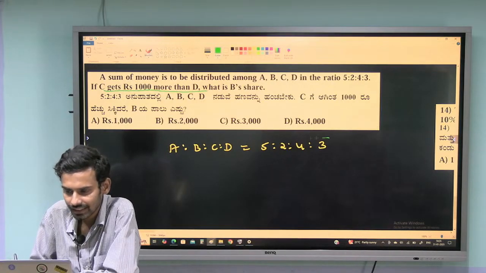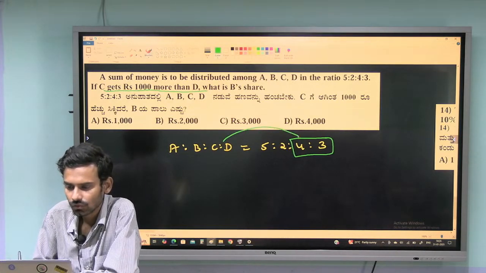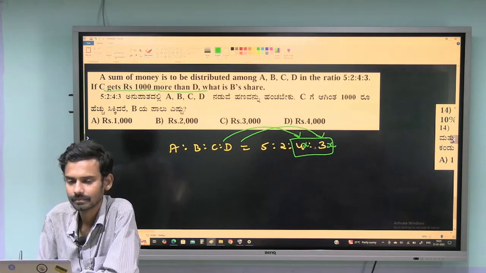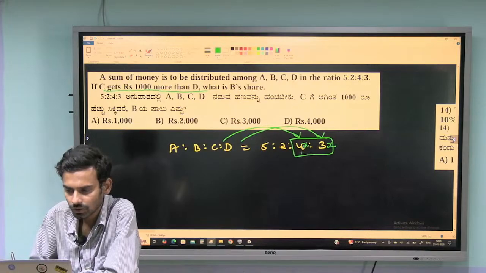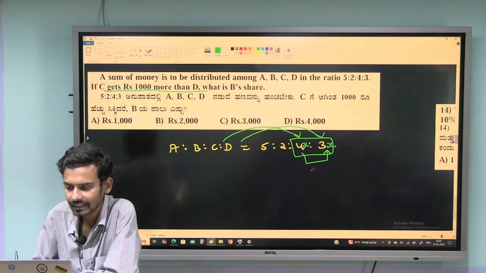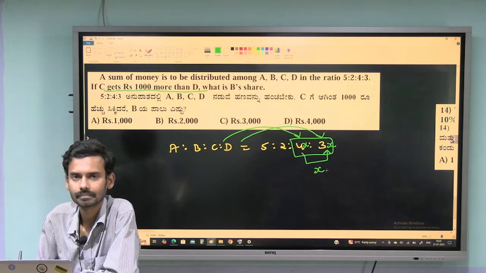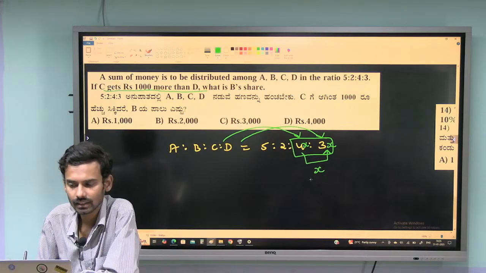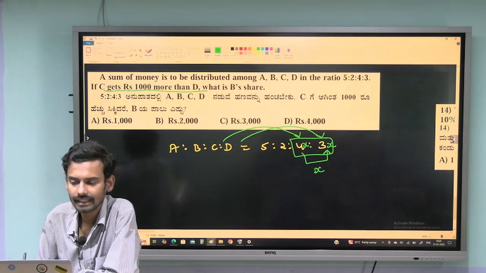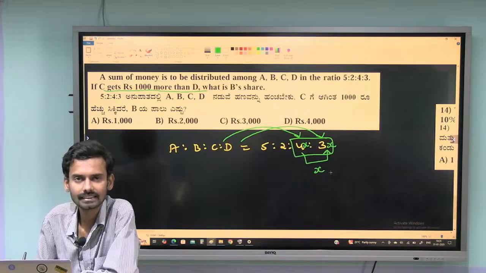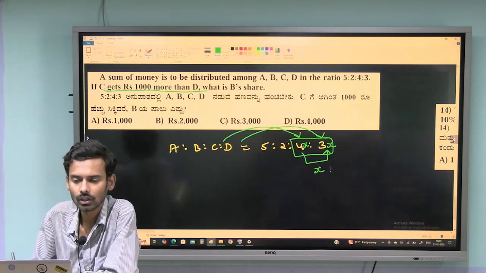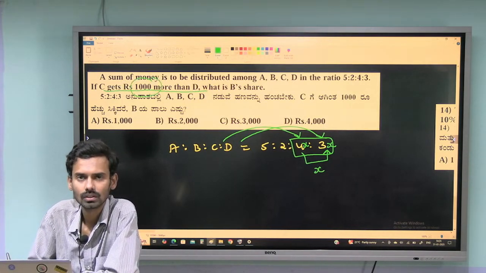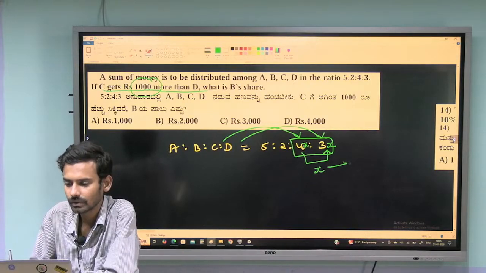If I observe the ratio, C is getting 4x rupees and D is getting 3x rupees, isn't it? And according to the ratio, can I say C is getting x more than D? C is getting 4x, D is getting 3x. So can I say C is getting 4x minus 3x, that is x, more than D? And according to the question, it is 1000 more. So can I say the x value is given to me as 1000?